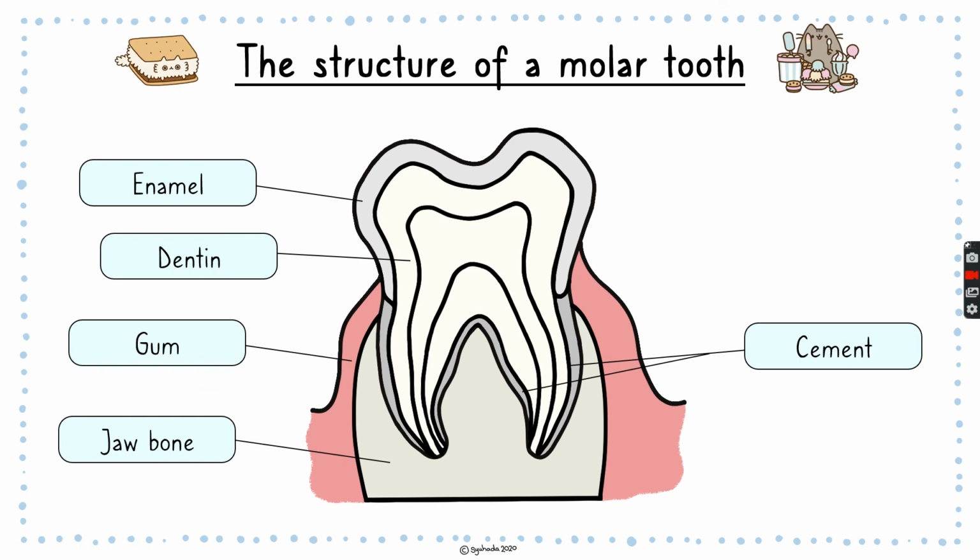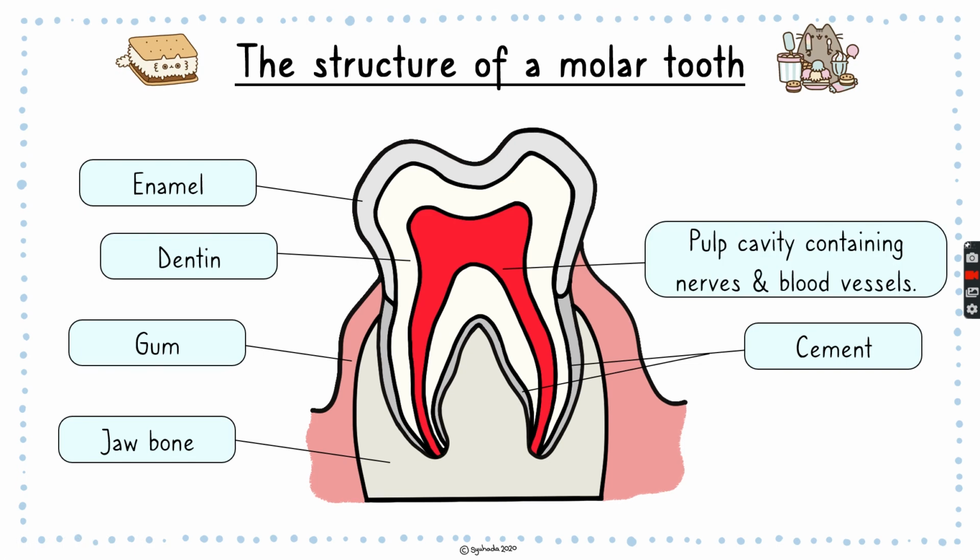And then you have parts at the bottom, the root area, you have the cement, and on the inner part, that's called the pulp cavity. And over here it's red because it contains a lot of nerves and blood vessels. The thing about this is that if you have a hole in your tooth, it can reach the pulp cavity, and that's when you get a lot of pain. So this hole in your tooth is actually called decay or a cavity.